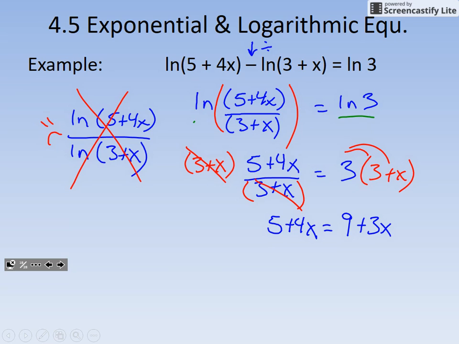And let's get rid of the 5 here. And let's get rid of the 3x on both sides. So that goes away, and I'm left with x equals negative 4. So that one works out quite nicely.